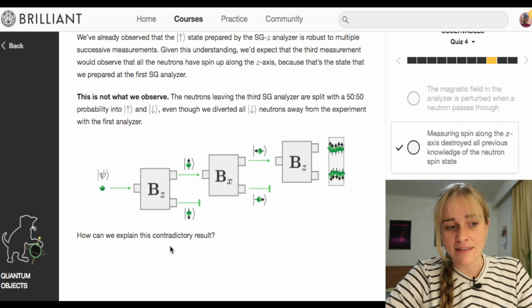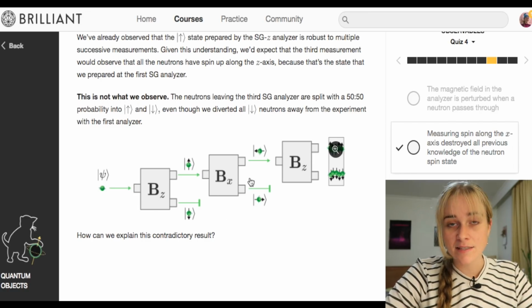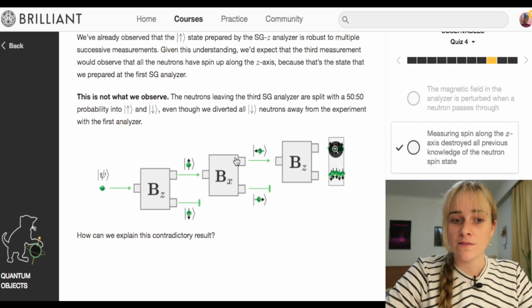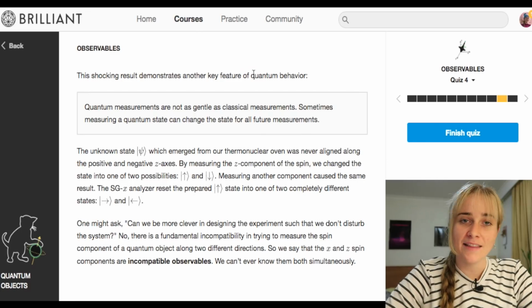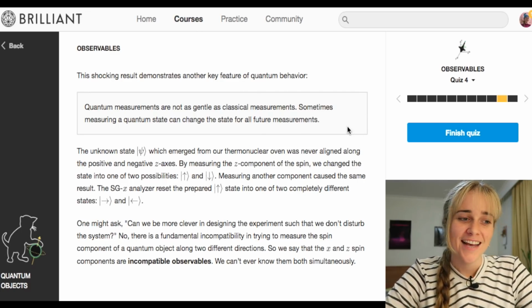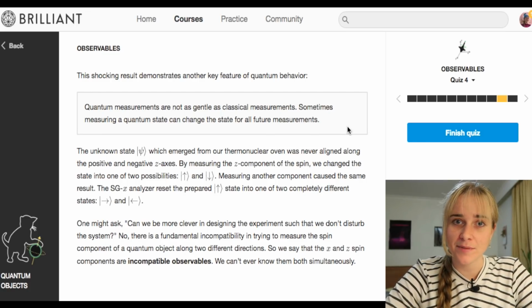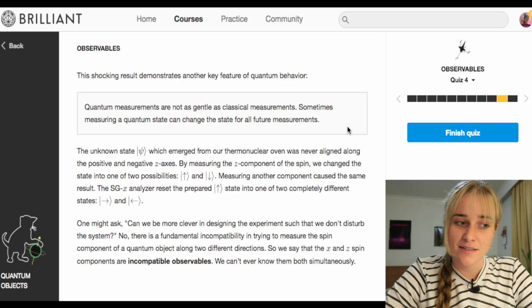Essentially, how can we explain this contradictory result? The answer was that measuring spin along the x-axis, which is what we did in the middle, destroyed all previous knowledge of the neutron spin state. What this result demonstrates is another key feature of quantum behavior, again in another important box, and that's that quantum measurements are not as gentle as classical measurements. Sometimes measuring a quantum state can change the state for all future measurements.